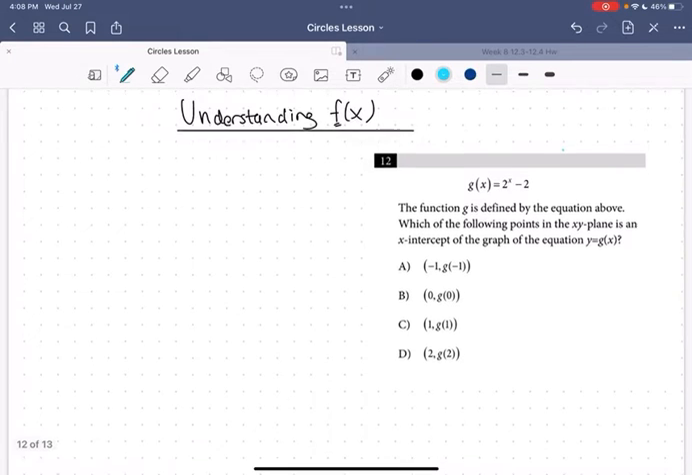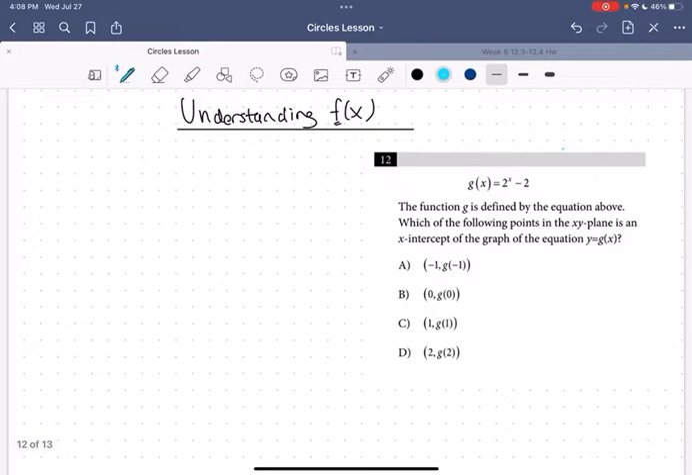Everyone, today we're going to be doing a lesson on understanding f of x. This may seem pretty simple, but for some reason people tend to get these kinds of questions very much confused. So yes, everything I'm going to say here is going to sound a bit dumb, so please just stick with me and it will make sense in the end, okay?